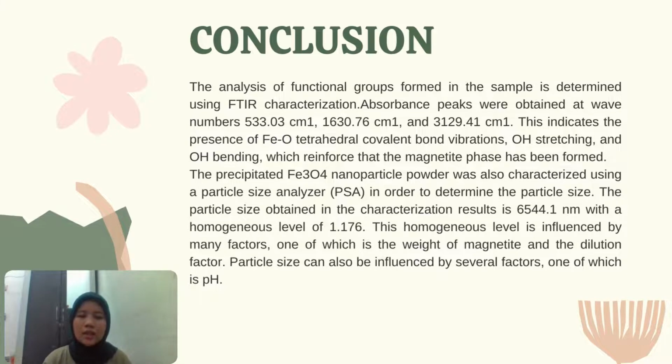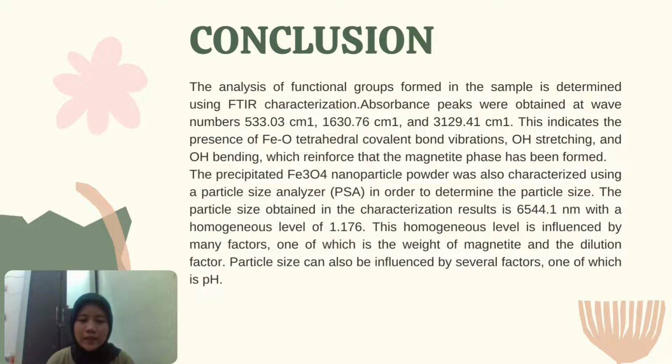Conclusion: the analysis of functional groups formed in the sample is determined using FTIR characterization. Absorbance peaks were obtained at wave numbers 533.03 cm-1, 1630.76 cm-1, and 3129.41 cm-1. This indicates the presence of Fe-O tetrahedral covalent bond vibration, OH stretching, and OH bending, which reinforce that the magnetite phase has been formed.